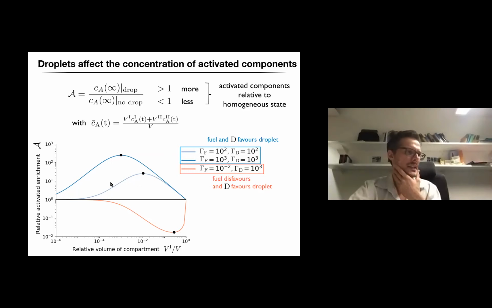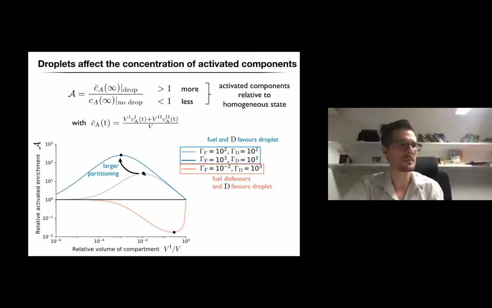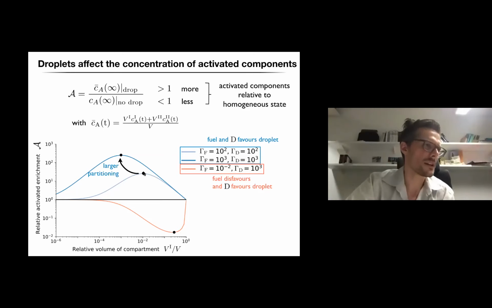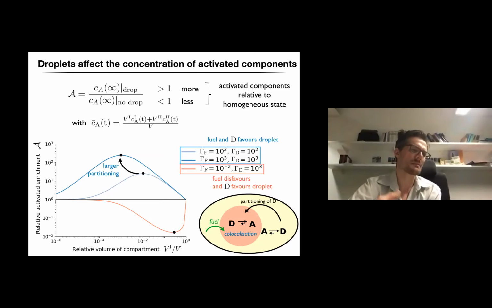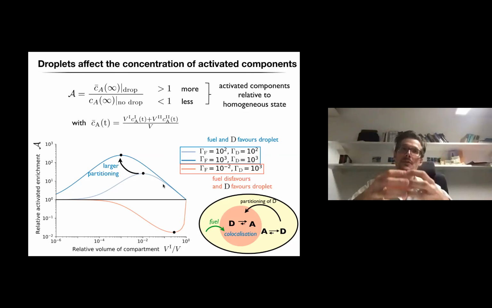What's the underlying mechanism? I mean, you should also appreciate here, I've plotted two blue curves. So this curve actually has a smaller partition coefficient. So as I go from this light blue to this dark blue one, I just increase the partition, so the tendency to go inside the compartment. And so what is the super simple picture for the mechanism? The simplest idea of a mechanism is simply that, of course, in order to get more activated components, we have to co-localize the fuel and the deactivated component, because they make, in the end, the activated component, okay?